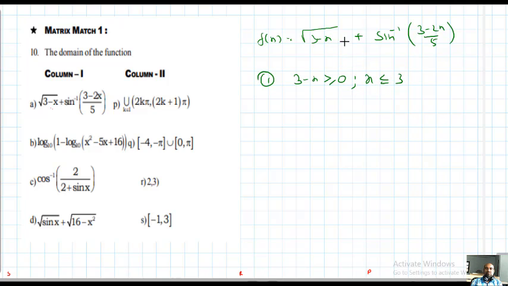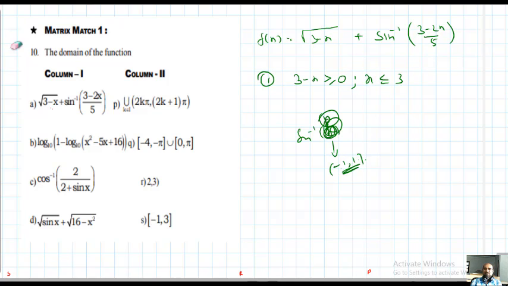Next one: what is the sine inverse x domain? The domain is -1 to 1 only. What is the meaning of that? The value inside should lie between -1 to 1. If it is k, then k should lie between -1 to 1. Here, instead of k, what do you have? (3 minus 2x) by 5. So (3 minus 2x) by 5 should lie between -1 to 1.